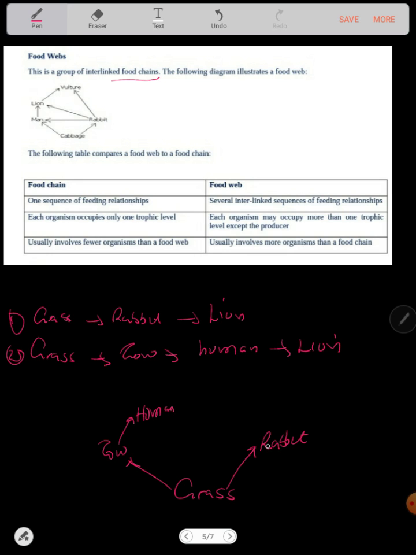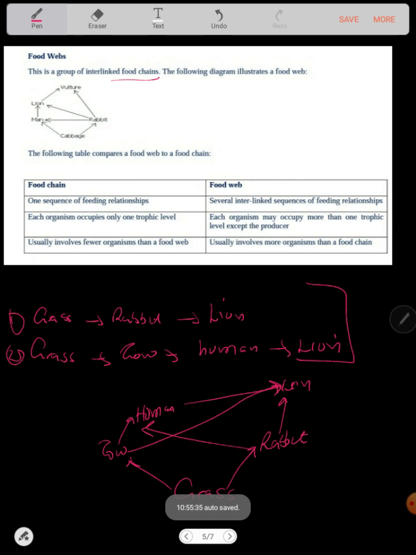But we know that also a rabbit can be eaten by what? A human. You understand that? So that's how we are interlinking now. Now, at the same time, we know that this rabbit can be eaten by what? A lion. Also, this cow can be eaten by a lion. Now, a human being can also be eaten by what? A lion. So that's how we've summarized this. These are two food chains. We formed a food web. We've linked two food chains to produce one food web. I hope that was very clear.